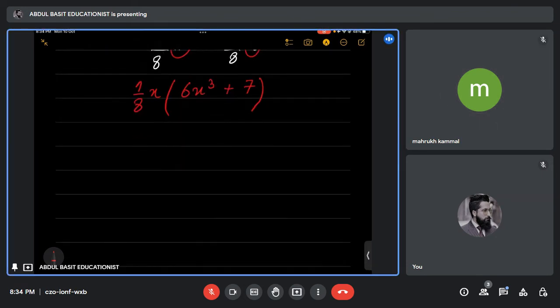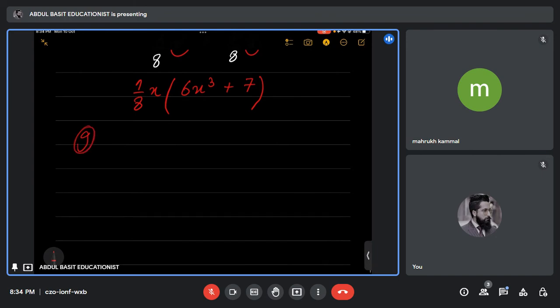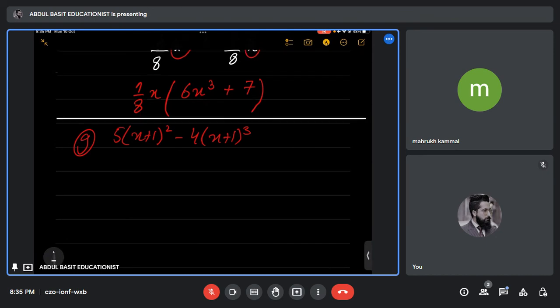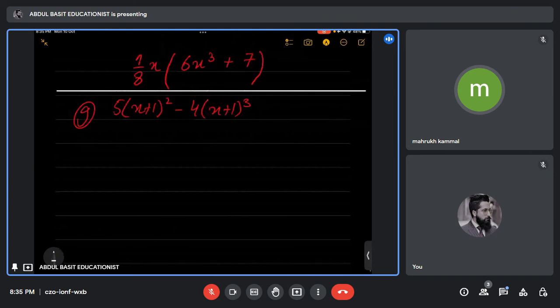So let me write a few questions here and you have to tell me. Okay, if there is a question like this, for example 5 into x plus 1 whole square, negative 4 into x plus 1 whole cube. Get it? And the question is to factorize this. And the question is for just 2 marks.